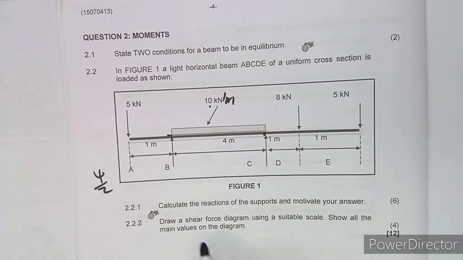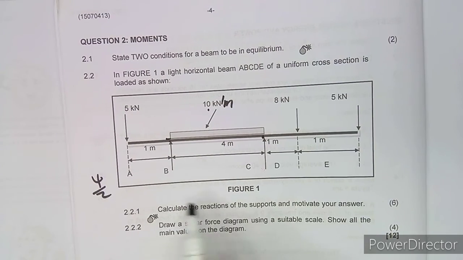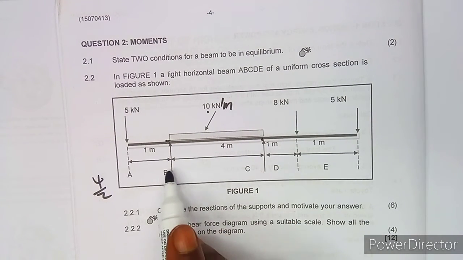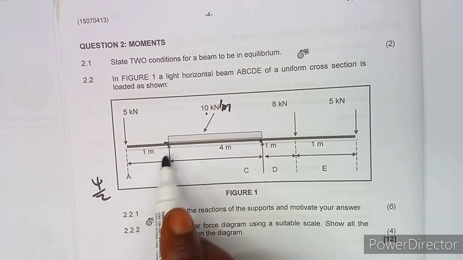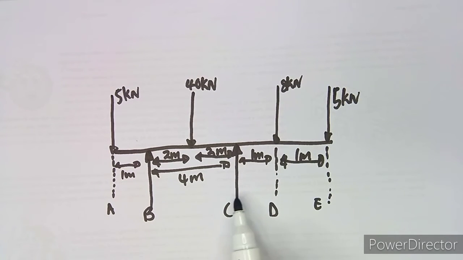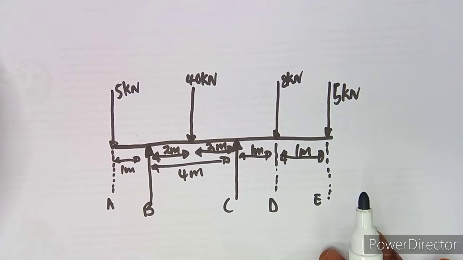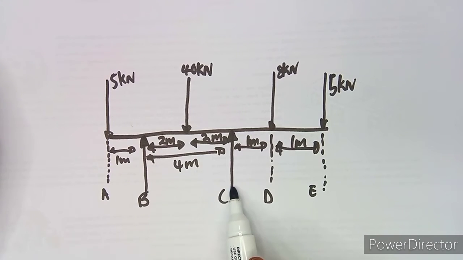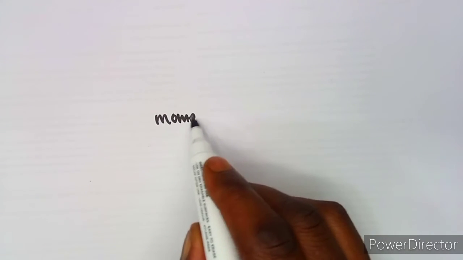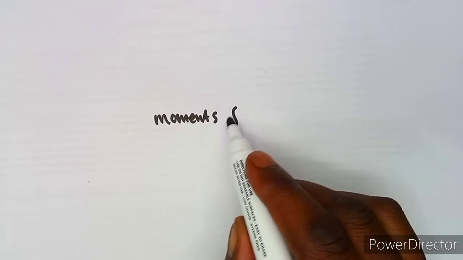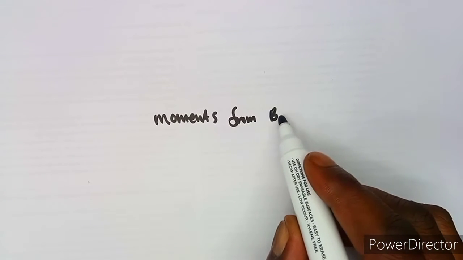If you are referring to the reactions of the supports, they are these parts here that are pointing upwards, which are B and C. These are the supports of the beam, so these two, B and C. Which means you're supposed to take moments from B and also another one from C. When you're having a diagram like this, it's clear for us to take moments from B.